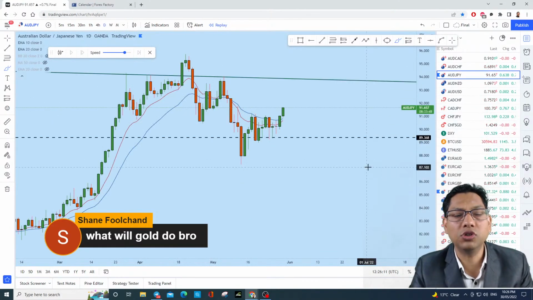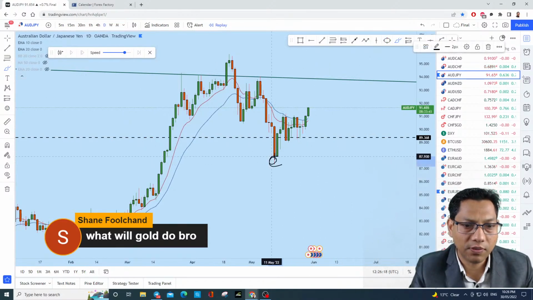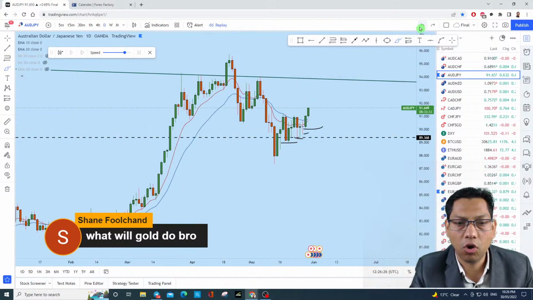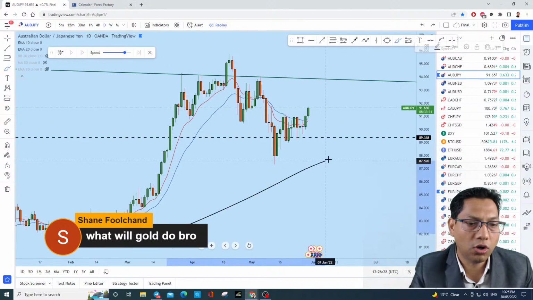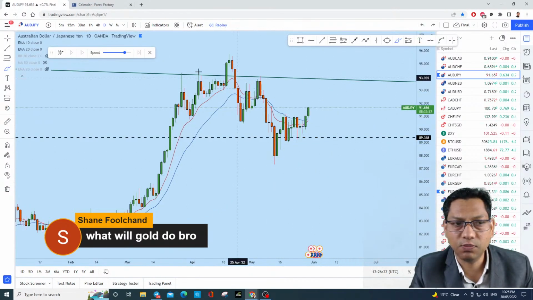Let's say Aussie yen. It's a nice price action. Why? Look at this. The price came to the level of support and then bounced, and then look at this. Every time the price is creating a series of higher lows and then pushing high, it's a long-term bullish market. So long-term bullish, short-term bullish, the price is creating a nice bullish pattern.